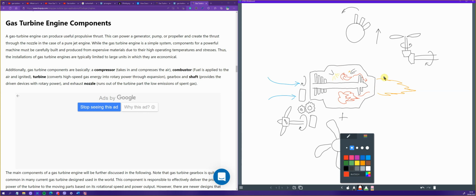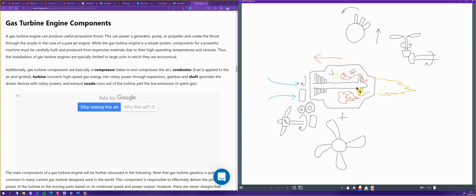Yun ngayon yung nagpo-provide ng tulak. Napupunta siya dun, forward. Ito yung nagbibigay ng propulsive characteristics niyan. So, ito yung exhaust nozzle mo. Nandito banda yan.